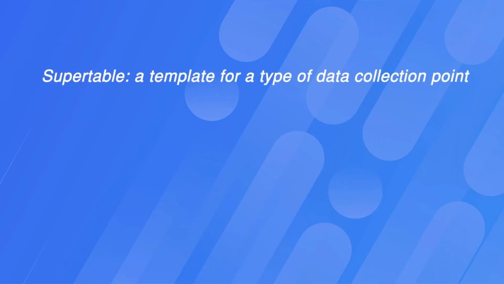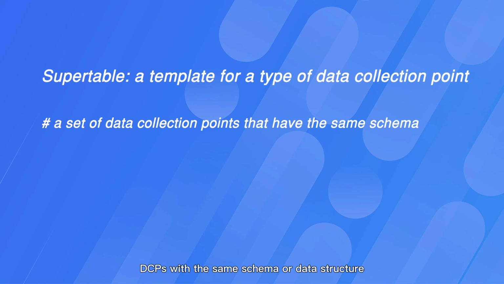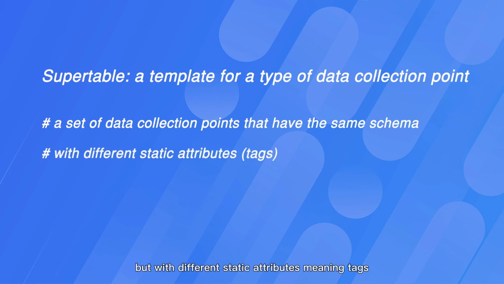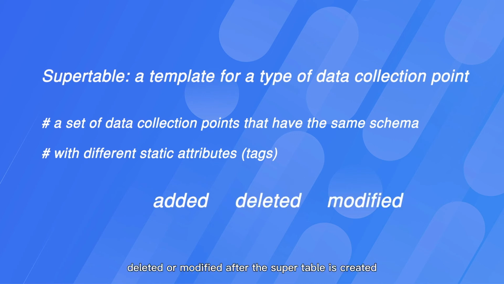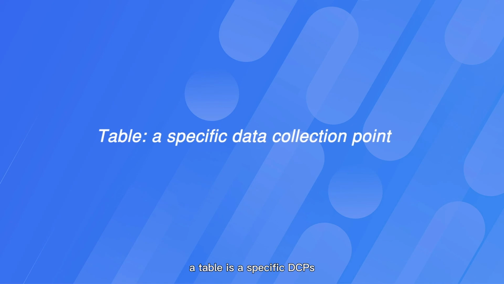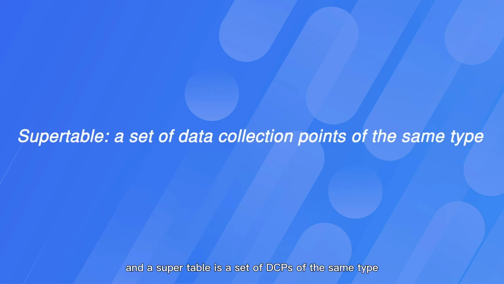A Supertable is a template for a type of DCP. It contains a set of tables, DCPs, with the same schema or data structure, but with different static attributes, meaning tags. A Supertable could have multiple tags of various data types, and they can be added, deleted, or modified after the Supertable is created. In general, one Supertable is created for each type of data collection point. In TDengine, a table is a specific DCP, and a Supertable is a set of DCPs of the same type.